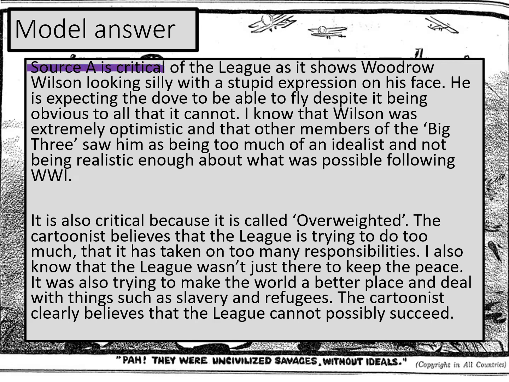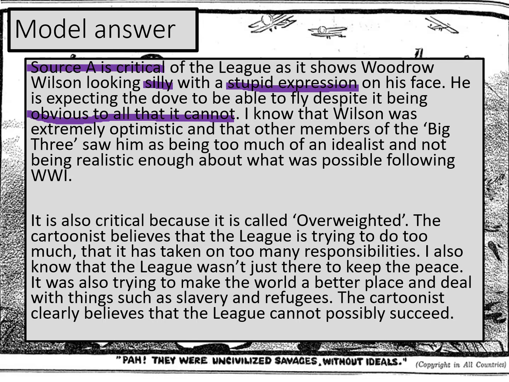Source A is critical of the League as it shows Woodrow Wilson looking silly with a stupid expression on his face. He is expecting the dove to be able to fly despite it being obvious to all that it cannot. Anyone looking at that can work it out, but he still hasn't worked it out. That's why he looks silly, and therefore we can see that it's being critical.